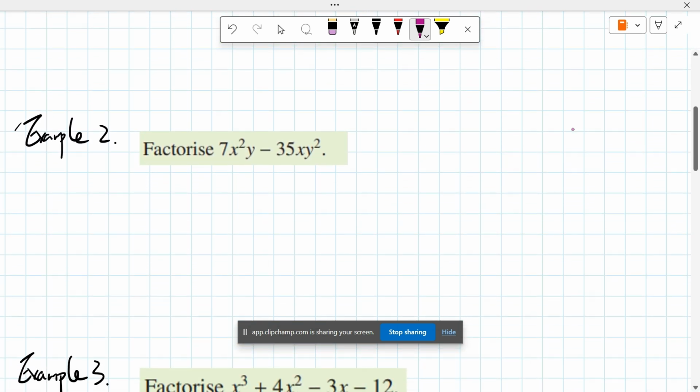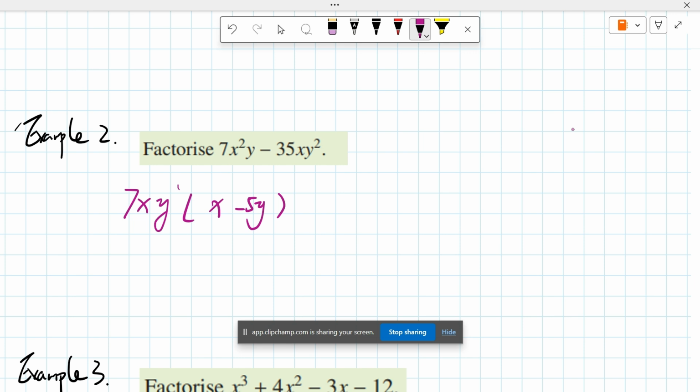Let's have a look at this one as well. We have some questions with three different things in one term. So we have 7x squared y minus 35xy squared. The common factor will be 7xy. So you take out 7xy, you have x in the first one, y in the second one, and also you have 5 because 5 times 7 is 35. So 7xy bracket x minus 5y is the final answer.